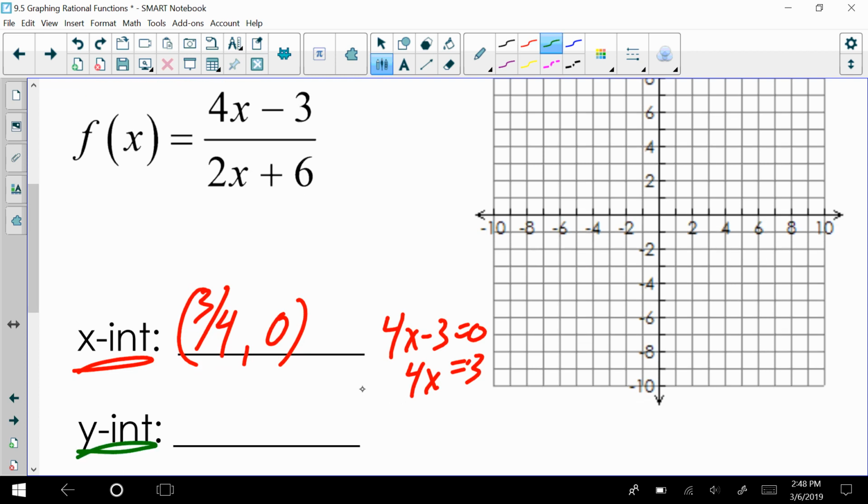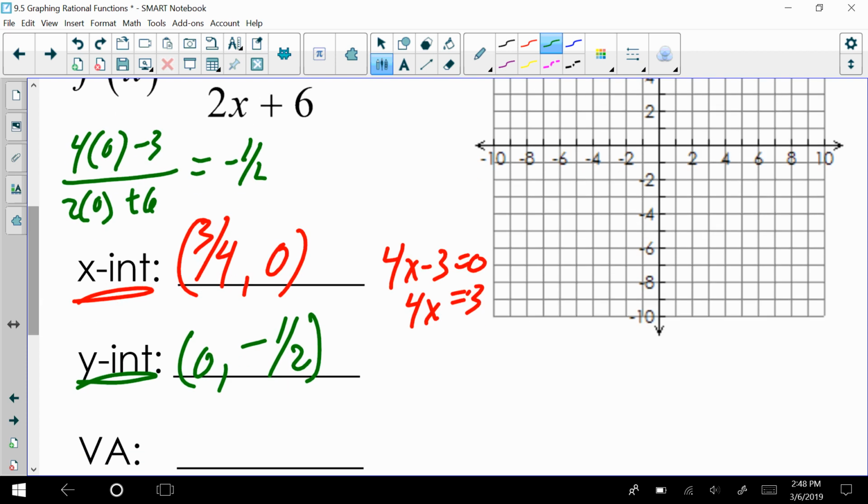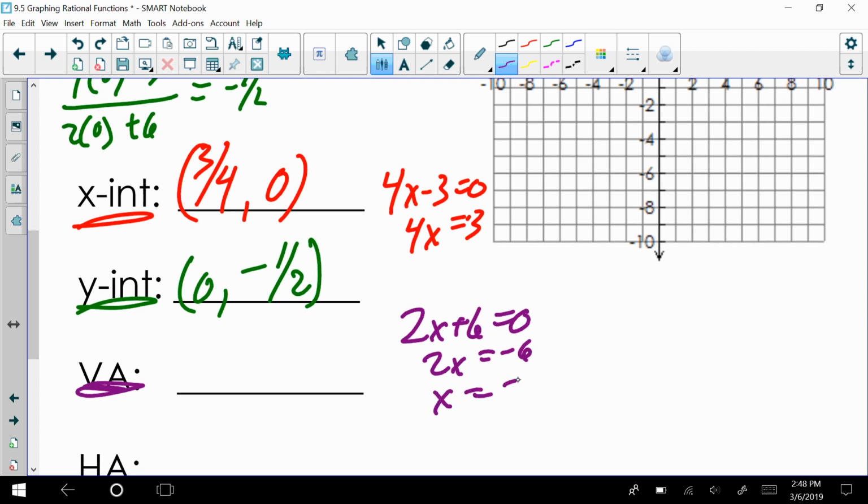The y-intercept, well, I take zeros and I plug them in for x's. So this is 4 times 0 minus 3 over 2 times 0 plus 6, which is negative 1/2. So that's 0, negative 1/2. Onto the vertical asymptotes. I take the bottom and I set it equal to 0. Well, the bottom is 2x plus 6. So I get 2x equals -6, which makes x equal -3. Oh, okay, x equals -3.